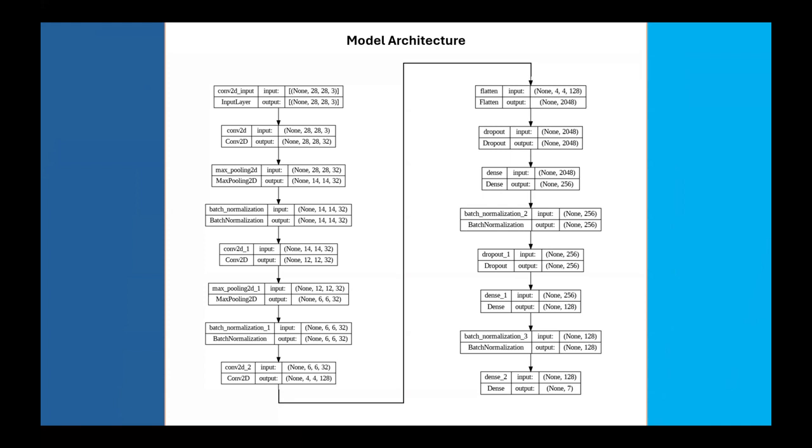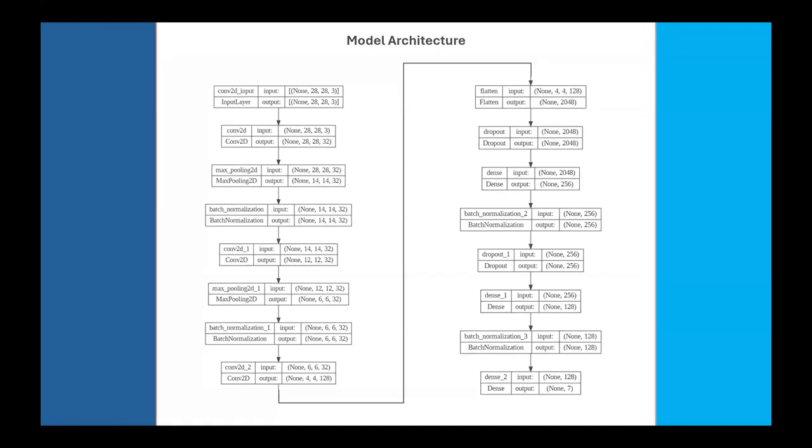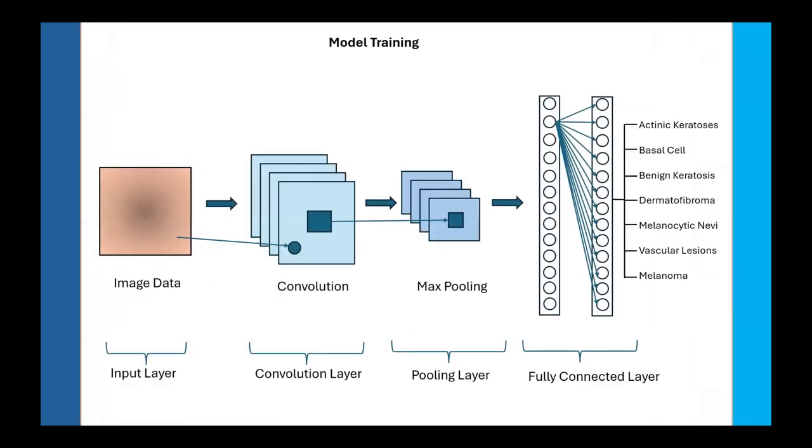And at the end we have two dense layers, and the final dense layer has 7 units, which corresponds to the 7 output classes of types of skin cancers. As described in our model architecture, this is the process of training. We have 10,000 images as our input layer, which pass through convolution layers, then pooling layers, and then finally the fully connected layer at the end, producing 7 different outputs of different types of skin cancers.